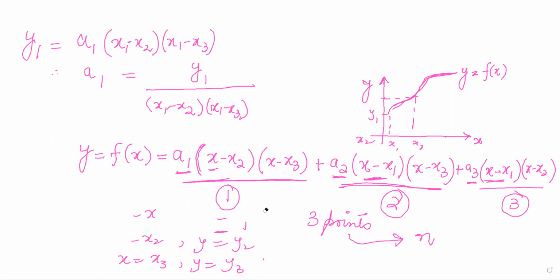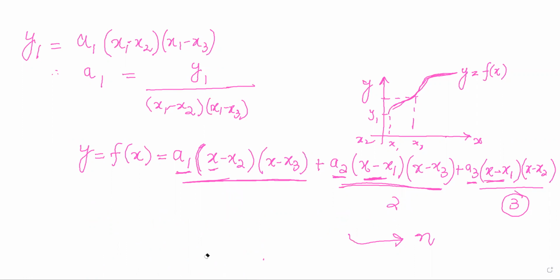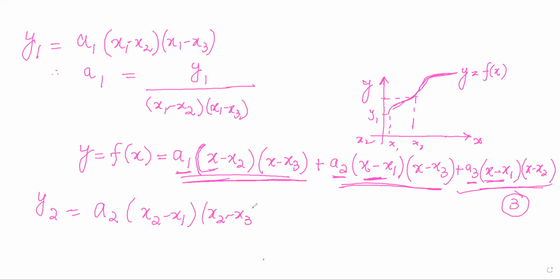In the same way, let's talk about our x2. Let me clean this much. At x is equal to x2, we can write y2 is equal to, we have to substitute x is equal to x2. Therefore, this term becomes 0 and this term also becomes 0. So it becomes a2 multiplied by x2 minus x1 multiplied by x2 minus x3. Therefore, our a2 becomes equal to y2 divided by x2 minus x1 into x2 minus x3. This is my a2.